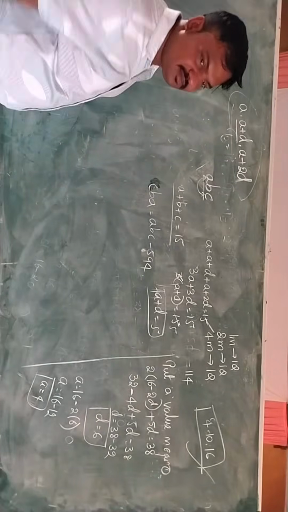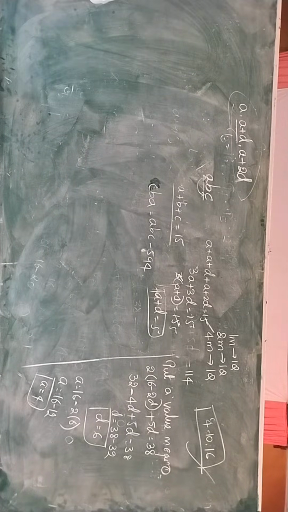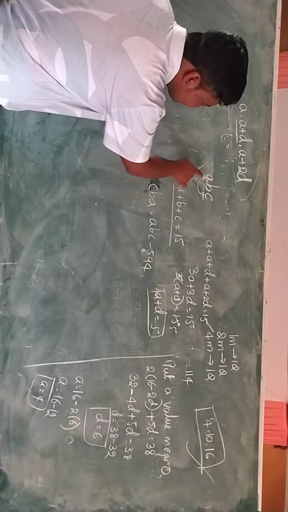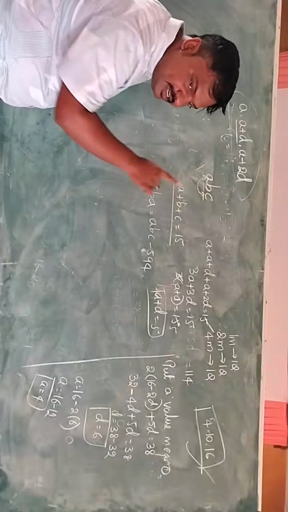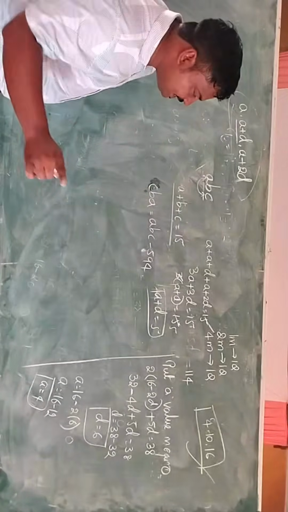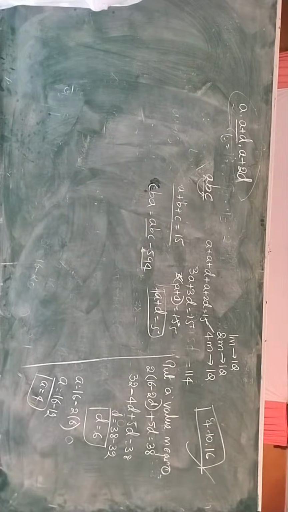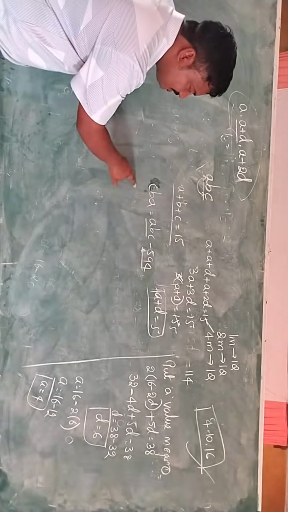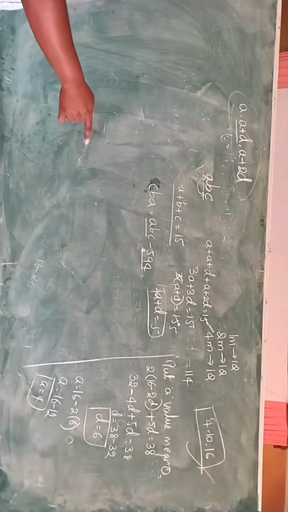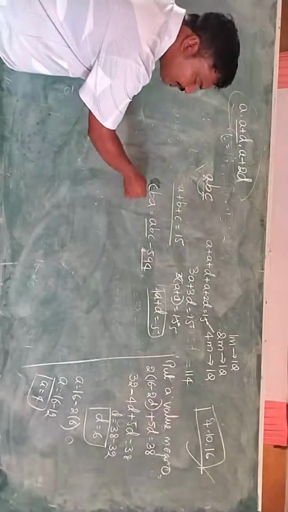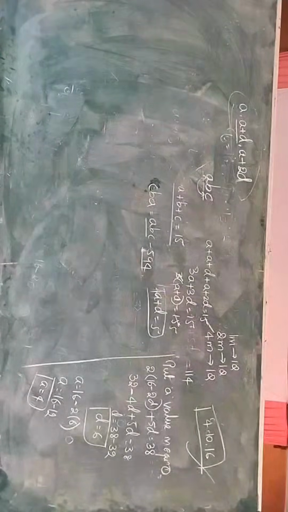Now, what they have given: when they interchange the units place and hundreds place, the number obtained is 594 less than the original number, and they ask us to find the original number. Again you will get one more equation, in the form of A and D.